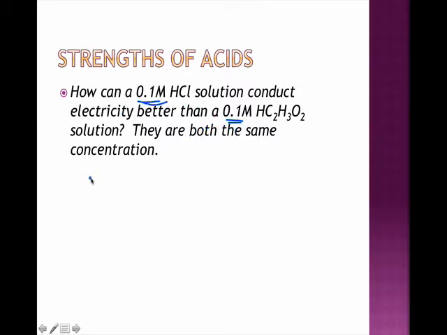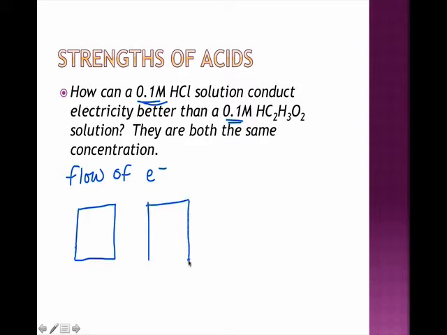And to understand that question, you also need to understand what electricity is. And electricity is the flow of electrons. It's just electrons moving. So if I think about this, I'm going to make a solution here, and I'm going to make a solution here. Electrons like to move through substances that have lots of positive and negative charges. It makes it a lot easier for those electrons to move throughout the solution.